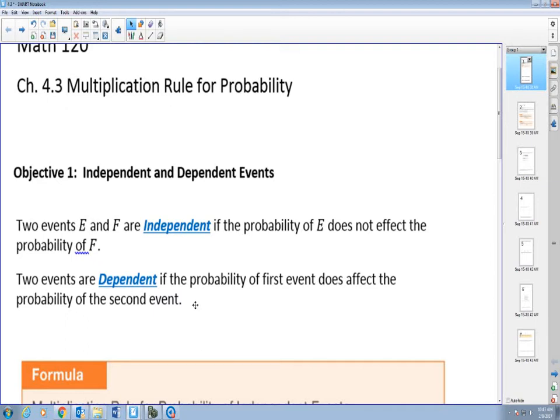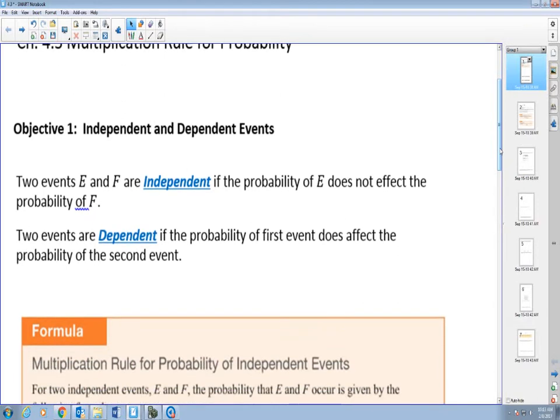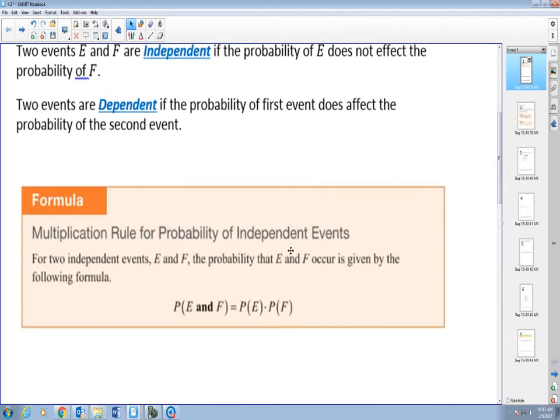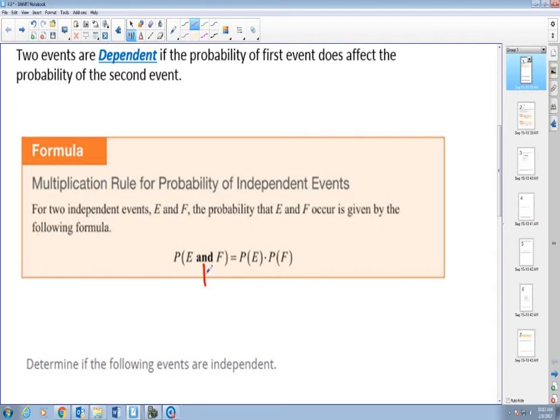In lecture video 4.2, we had something called two events being disjoint or not disjoint, or the word mutually exclusive. So there's a difference between these wordings. For the multiplication rule of independent events, the probability of the first event and the second event occurring is just the probability of the first event times the probability of the second event. So in probability, the word and means multiply. The word or means we will add.